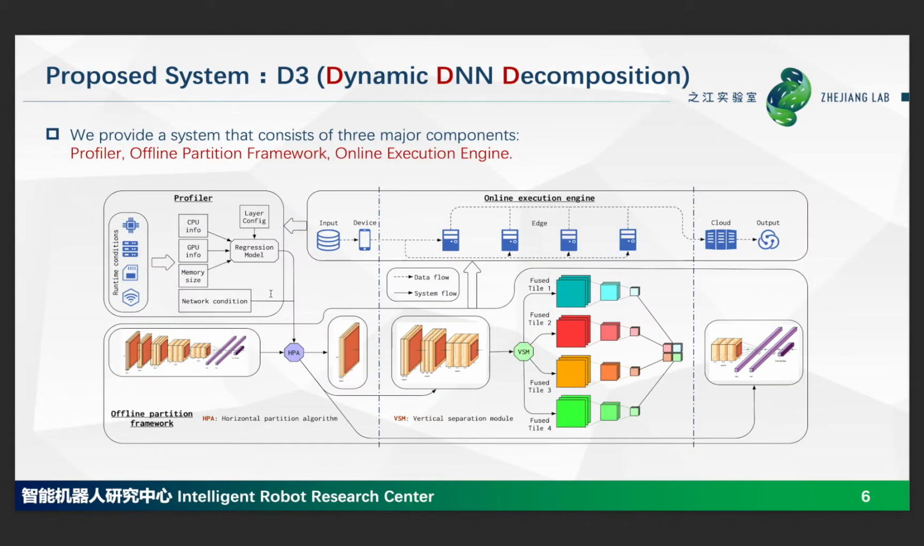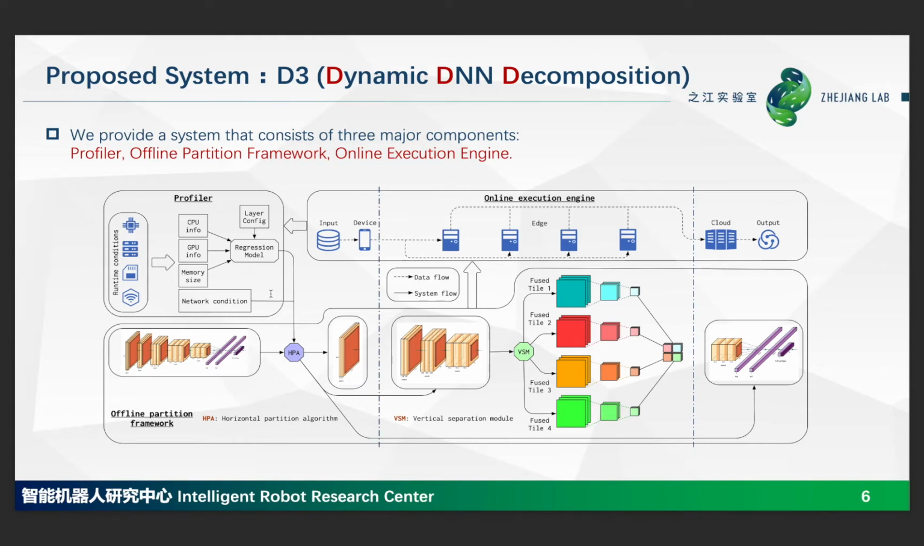So, we propose the Dynamic DNN Decomposition System, so-called D3. Our system consists of three major components: profiler, offline partition framework, and online execution engine. The profiler collects CPU information, GPU information, and memory. Together with the layer config, it predicts the layer processing time of a DNN with a regression model. Both the regression model prediction and the network condition become the input of a horizontal partition algorithm.